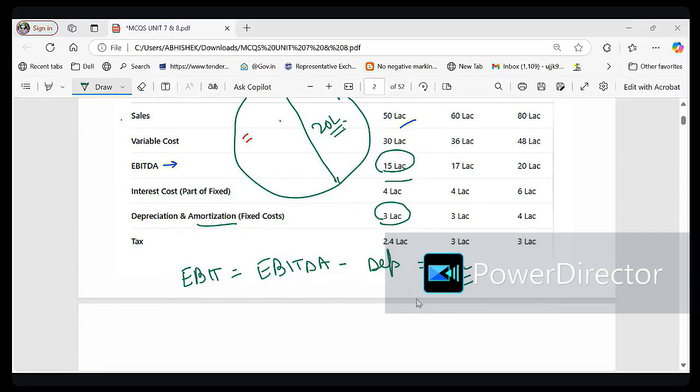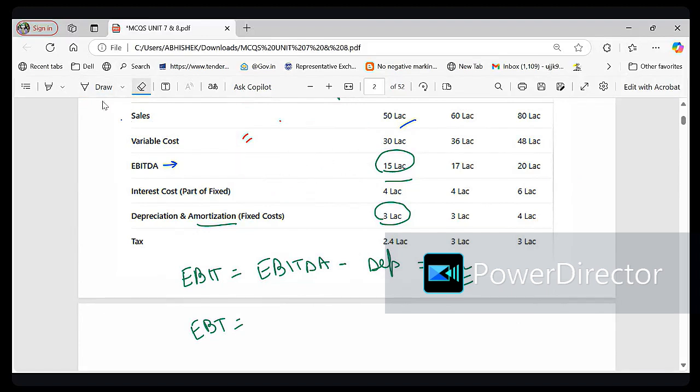So we have to calculate EBIT, which is earning before interest and tax. From EBITDA we subtract depreciation, we get EBIT. How much is it? 12 lakh. And then we have to calculate EBT, which is earning before tax. How to calculate EBT? Please tell me. Can you calculate EBT for me? It is quite easy.